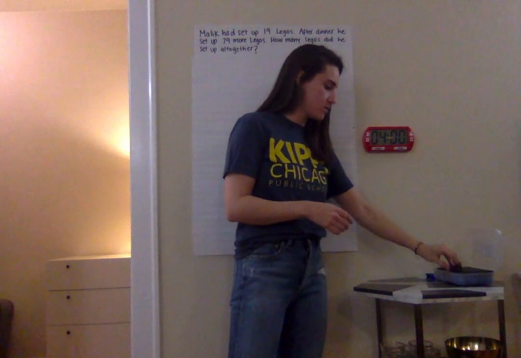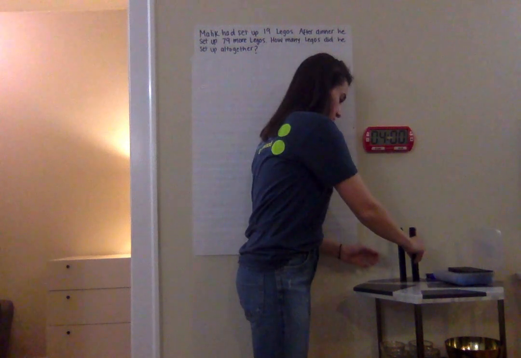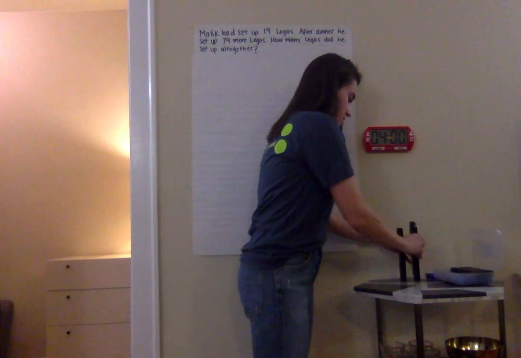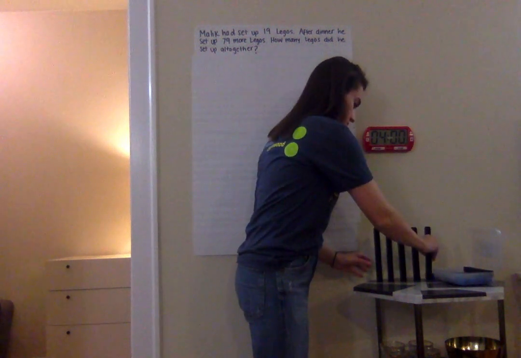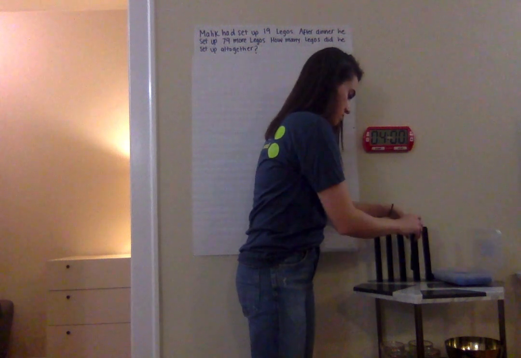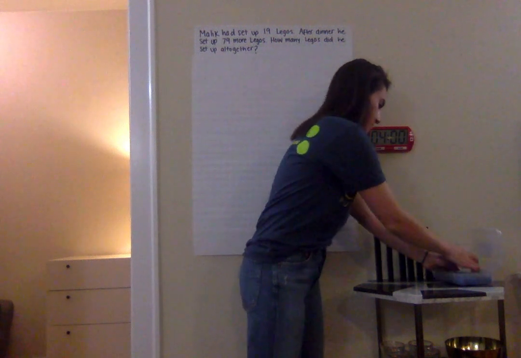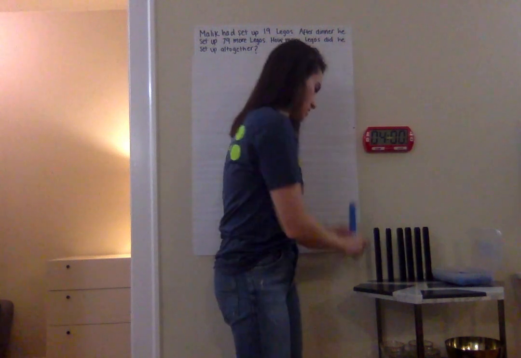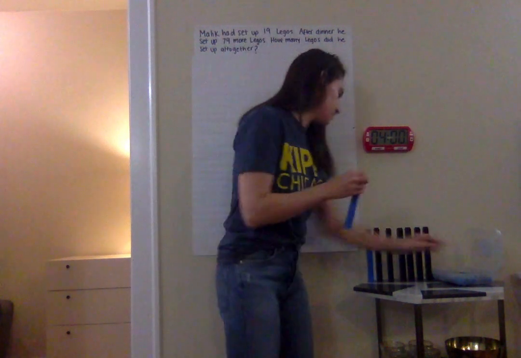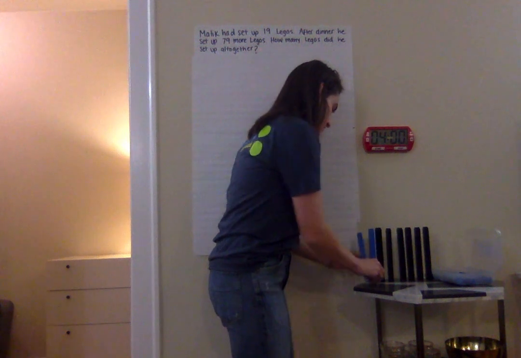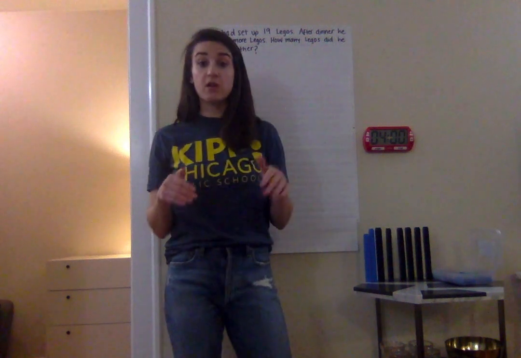I'm going to get out 10, 20, 30, 40, 50, 60, try to make them all stand up, 70, and 9. So I'm going to take 1 off of a 10. So that is 79 cubes. And then I know that Malik also had 19 cubes.